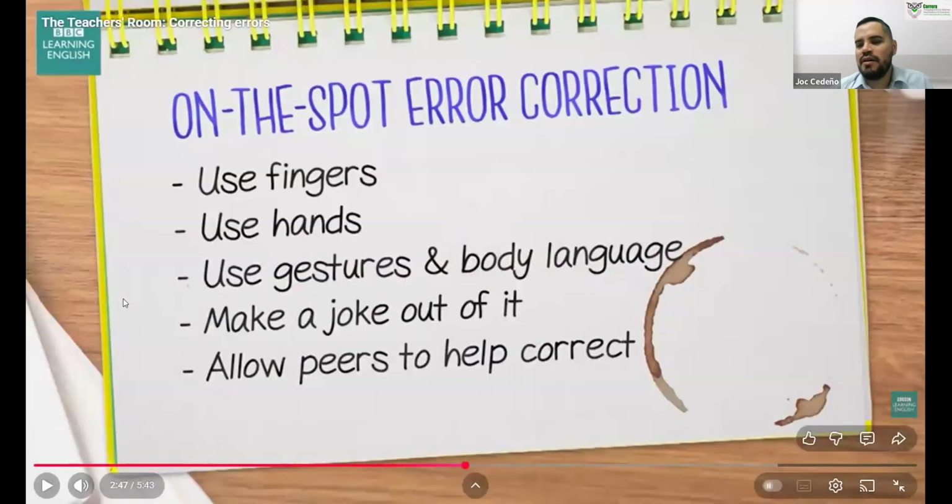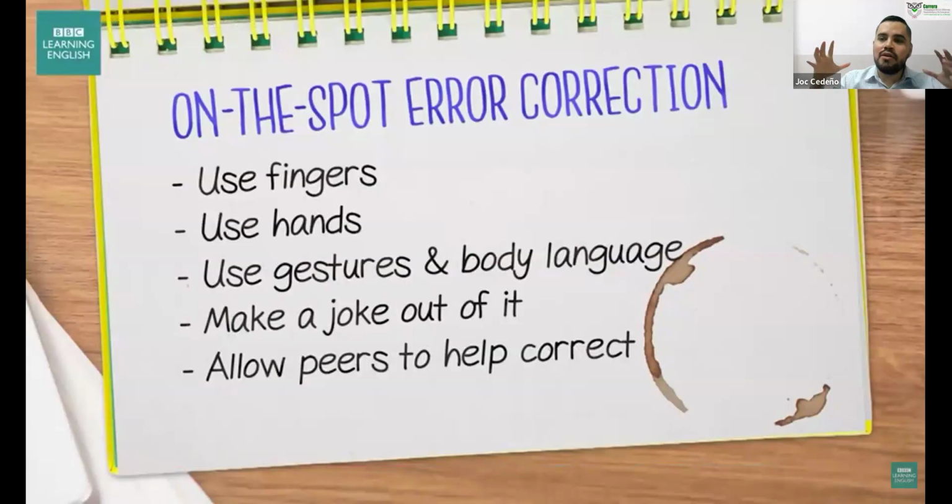So that's a way that you can use as well. You use the group's help. For example, you hear this student saying this mistake and rather than saying the right word, you would say, and then the group will tell you the right answer.